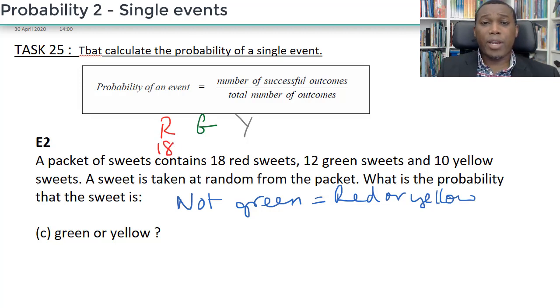18 is how much red we have. 12 is how much green. And we have 10 yellow, that beautiful yellow color that I'm displaying there, okay?